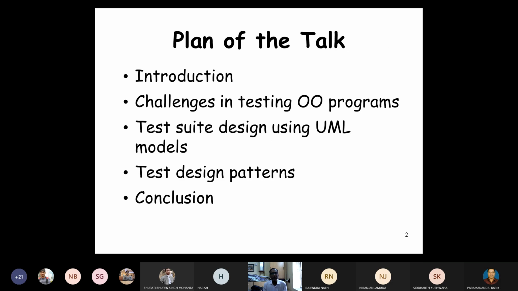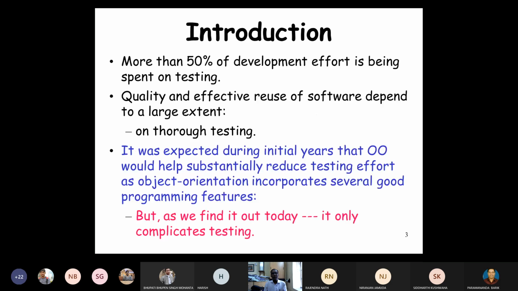So first we'll discuss a little bit about the introduction, some of the challenges in testing object-oriented programs, and how to design a test suite using UML diagrams. If time permits, we will see some test design patterns. Otherwise, we will skip to the conclusion.